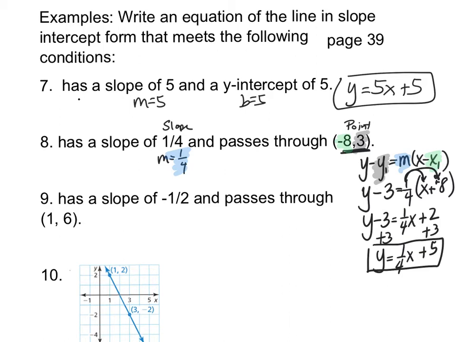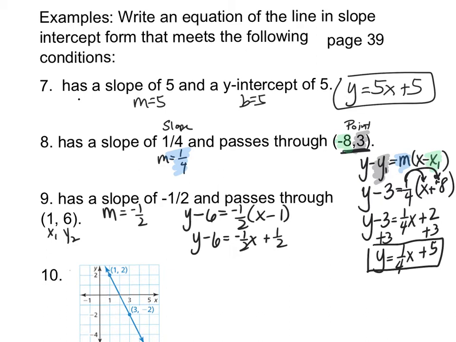For number 9, I'm going to do the same thing. I have a slope of negative 1/2, and I have an x1 and a y1 since I don't know the intercept. So my slope in point-slope form, y minus y1 equals m times x minus x1. Distribute: negative 1/2 times x is negative 1/2 x. Negative 1/2 times negative 1 is positive 1/2. I'm going to add 12 halves to both sides.